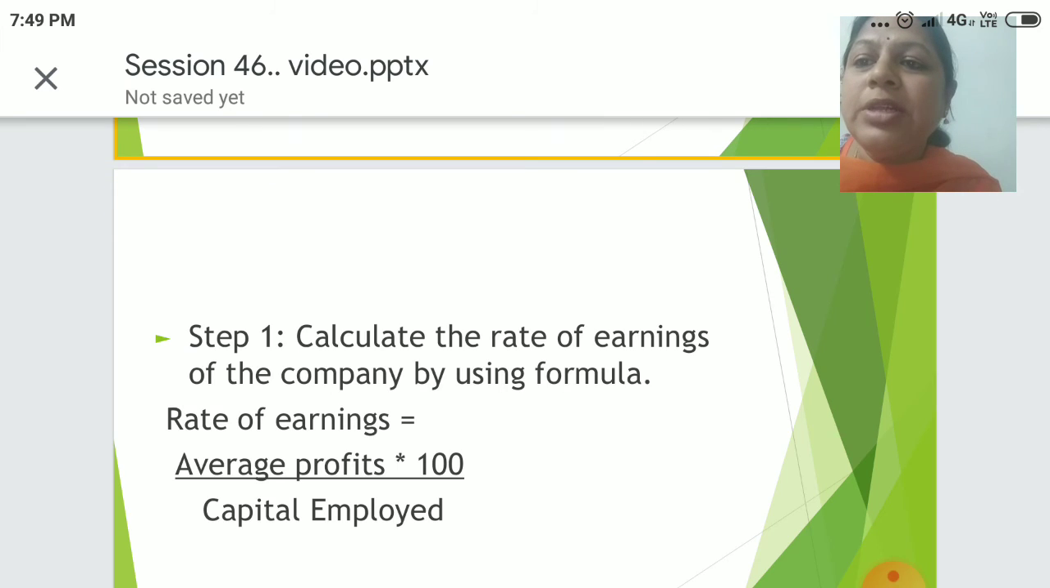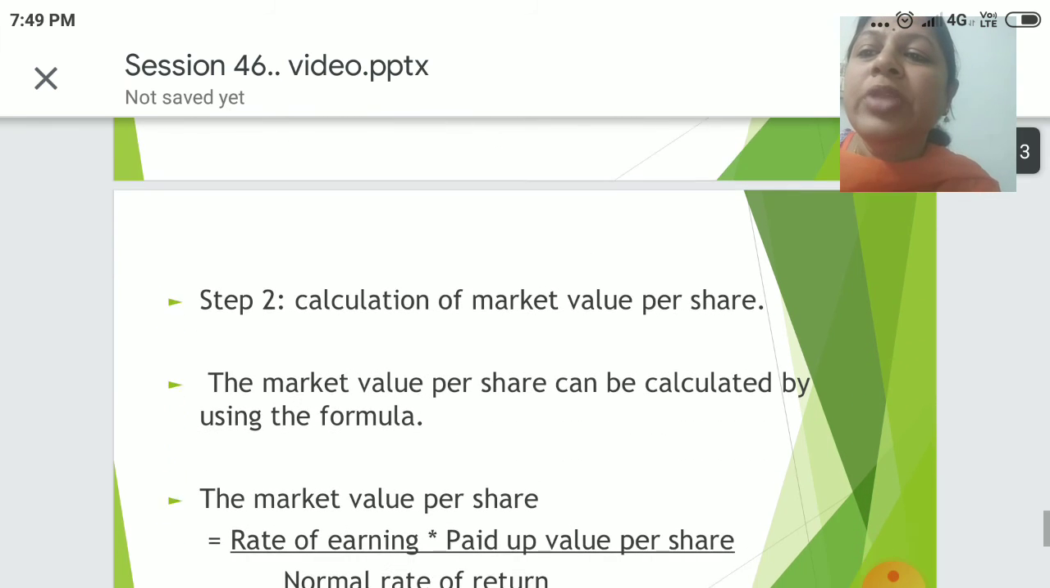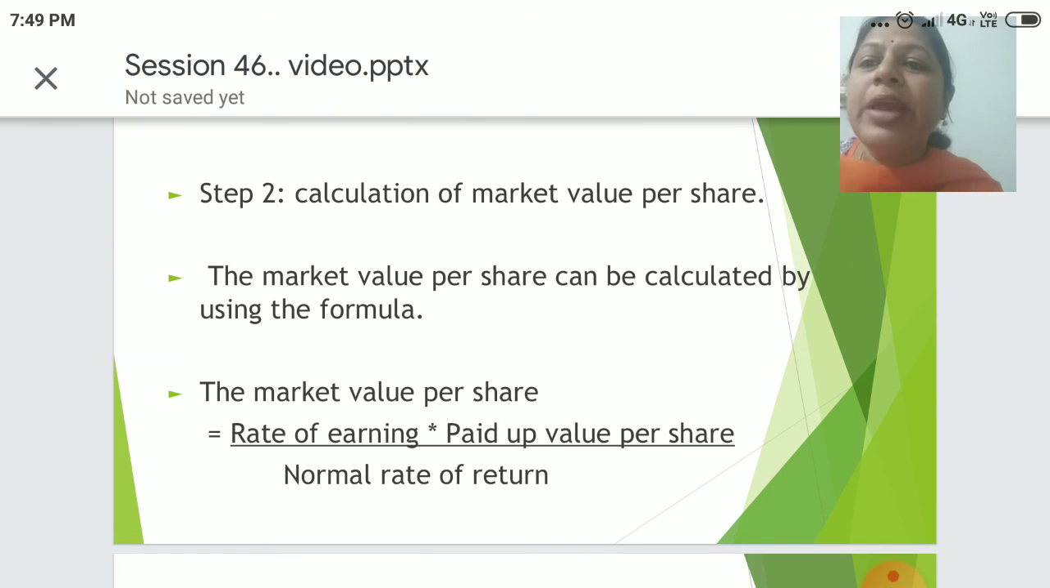Let us see what the steps are. The first step is calculating the rate of earnings of the company by using the formula: rate of earning equals average profits into 100 divided by capital employed. And we'll see step 2, that will be calculation of market value per share. The market value per share can be calculated by using the formula: the market value per share equals rate of earnings into paid up value of share divided by normal rate of return.